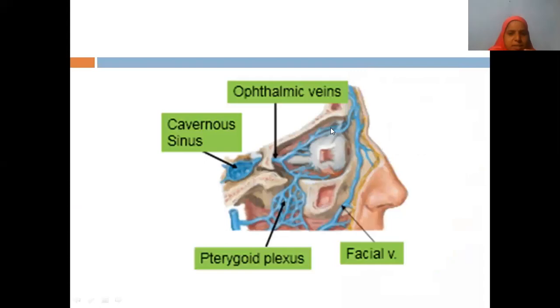Now you can see these are the ophthalmic veins which are coming and draining into the cavernous sinus. This is the pterygoid plexus of veins. I told you we see it in the infratemporal fossa. Through emissary veins, the pterygoid plexus of veins will have a communication with the cavernous sinus.